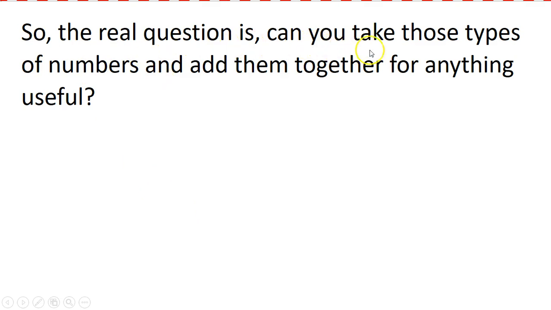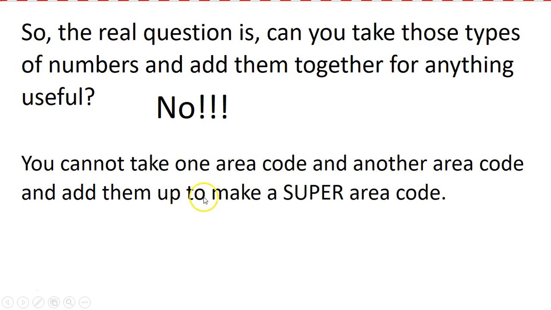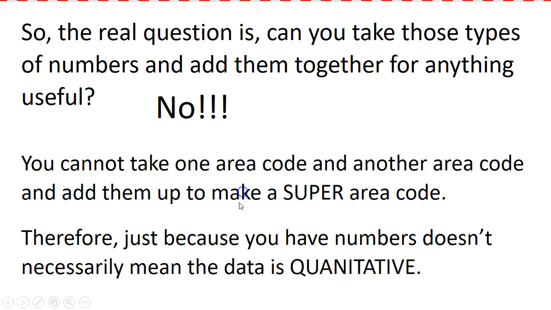The real question is, can you take those types of numbers and add them together for anything? That's how you can definitively tell if it is qualitative versus quantitative, and the answer is no. I can't take a zip code, add up all the numbers, and it be something substantial, right? You cannot take one area code and another area code and add them up to get some kind of super duper area code. So it is not a quantity, it's not a quantitative variable that we're talking about.